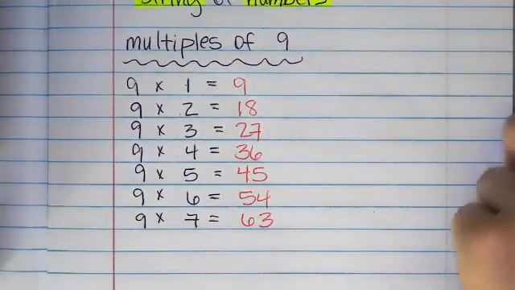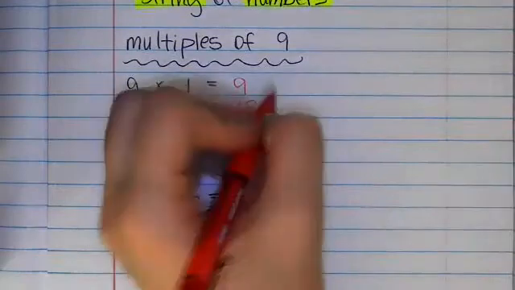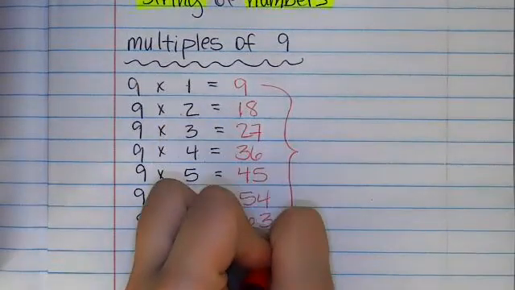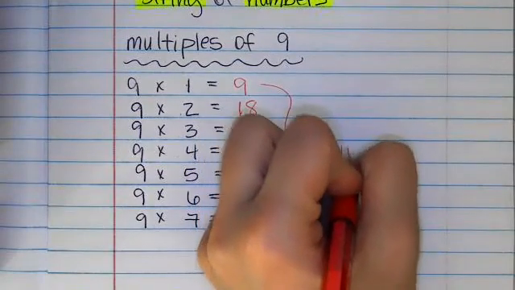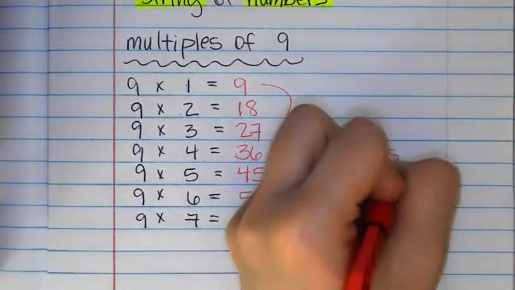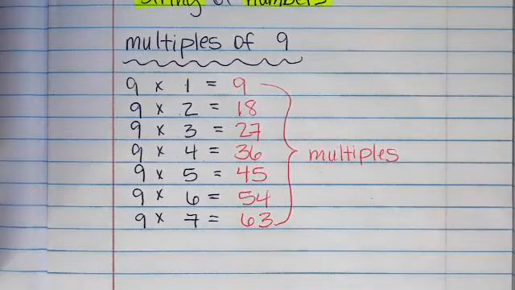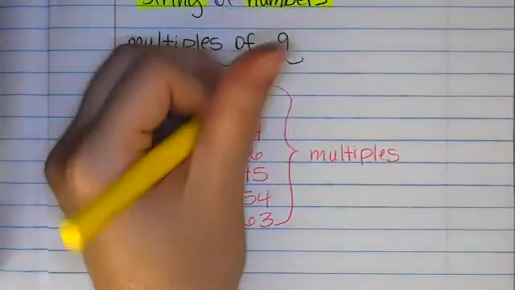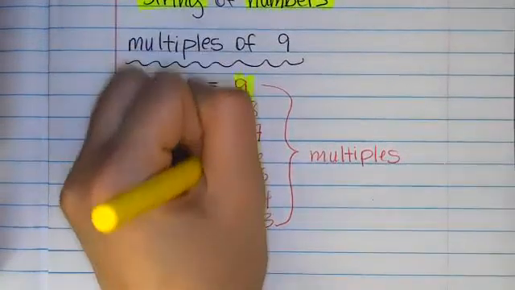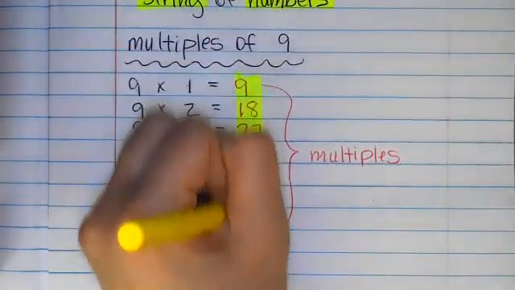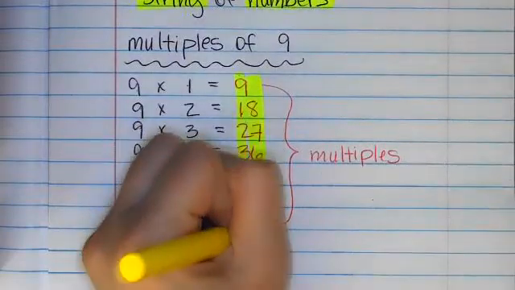And so all of these numbers that I'm finding as the answers when I'm multiplying are my multiples. And there is a good example of that. So I'm going to highlight the part that is the multiples. I had to multiply 9 times another number to get the multiples.